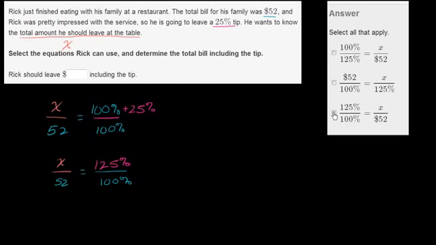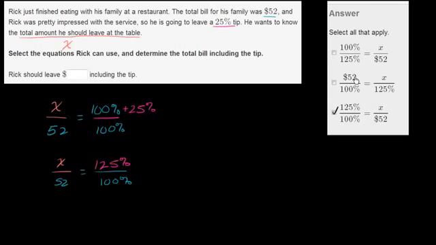So we can select this one. And once again, this makes sense. The ratio between what he's going to pay with the tip and 100%, or the percentage that he's going to pay if you include the tip relative to 100%, is going to be the actual amount he pays relative to the actual bill. Now let's see if any of these other ones make sense over here.